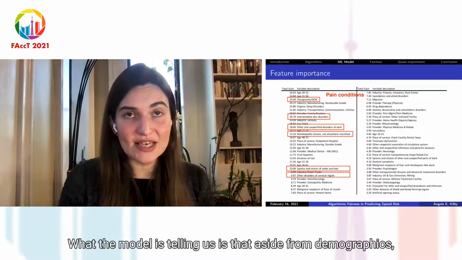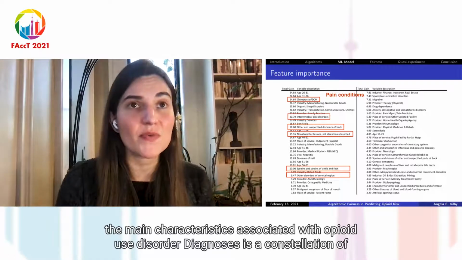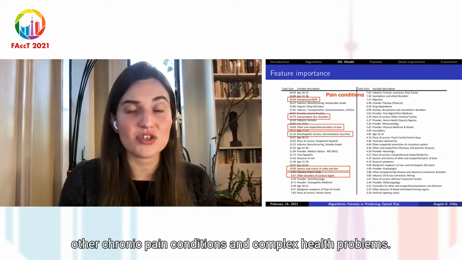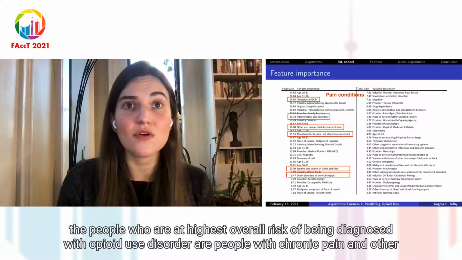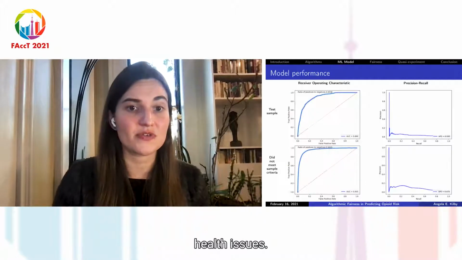What the model is telling us is that aside from some demographics, the main characteristics associated with opioid use disorder diagnoses is a constellation of other chronic pain conditions and complex health problems. Specifically, the people who are at highest overall risk of being diagnosed with opioid use disorder are people with chronic pain and other health issues.